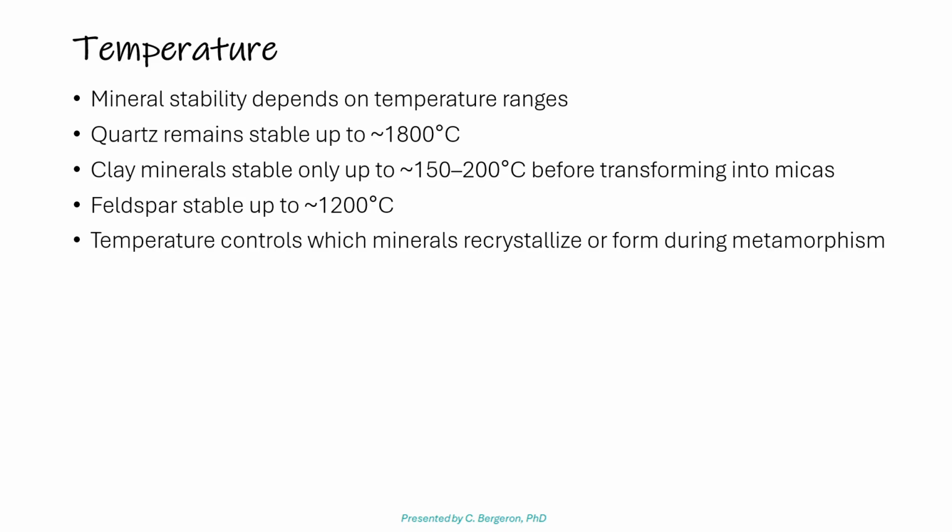But on the other hand, most clay minerals are only stable up to about 150 to 200 degrees Celsius, and above that, they transform into micas. And then feldspars, which is one of the most common minerals in the crust, is stable up to about 1200 degrees Celsius. So having an understanding of mineral stability and what those temperature ranges are is going to help us understand the metamorphic process.